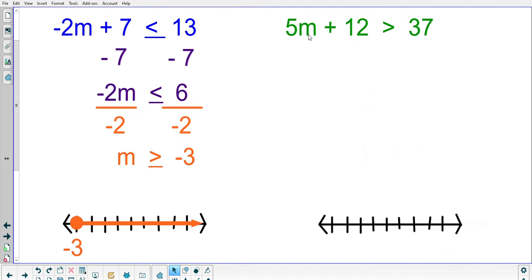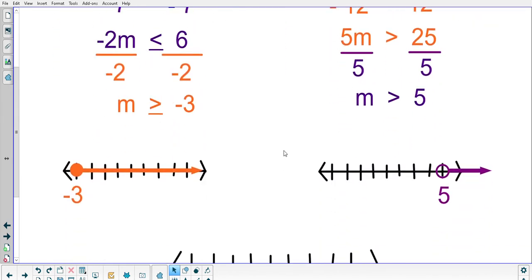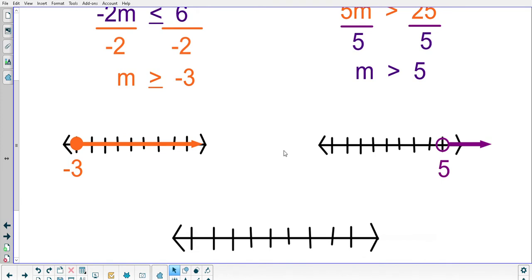On our next one, 5m plus 12 is greater than 37. They're adding 12, so we need to subtract 12 from both sides. The result of that would be 5m is greater than 25. Now it's just a one-step inequality, so we're going to divide both sides by 5. We're dividing by a positive, so we don't need to worry about the direction of the sign. When we divide, we're left with m is greater than 5. Well, m is greater than 5 would be an open circle on 5, and it would be shaded to the right. Now remember, this is OR, okay? So if it fits either one of these, it makes it true.